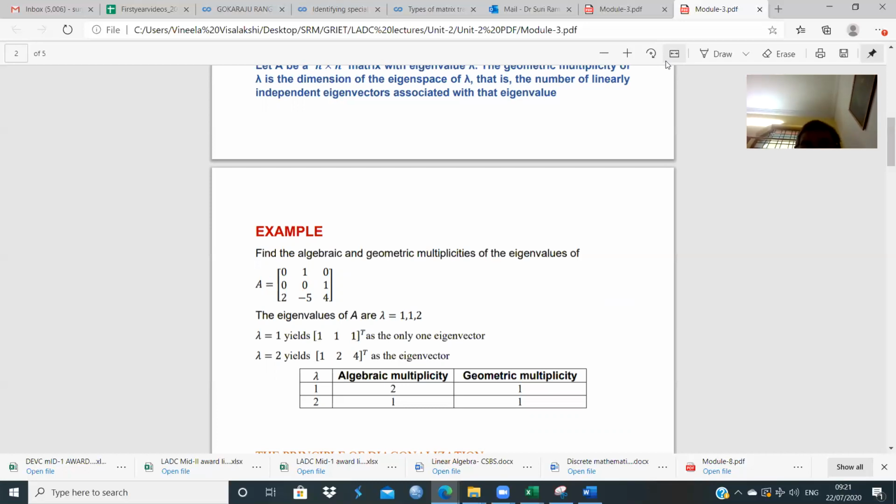Now, when you build this table with lambda in the first column, then the algebraic multiplicity and the geometric multiplicity, we can see that the eigenvalue 1 is repeated twice. Therefore, the algebraic multiplicity is 2. But because it has exactly one eigenvector, its geometric multiplicity is 1. Whereas for the distinct eigenvalue lambda equal to 2, the algebraic multiplicity is 1 and the geometric multiplicity is also 1. So this concept plays a very important role when we talk about diagonalization.